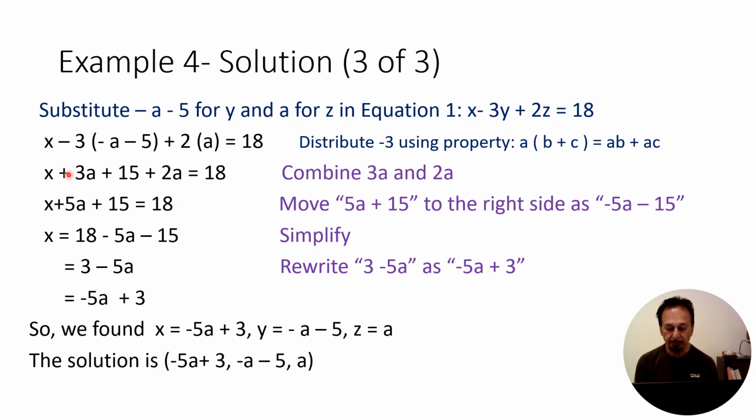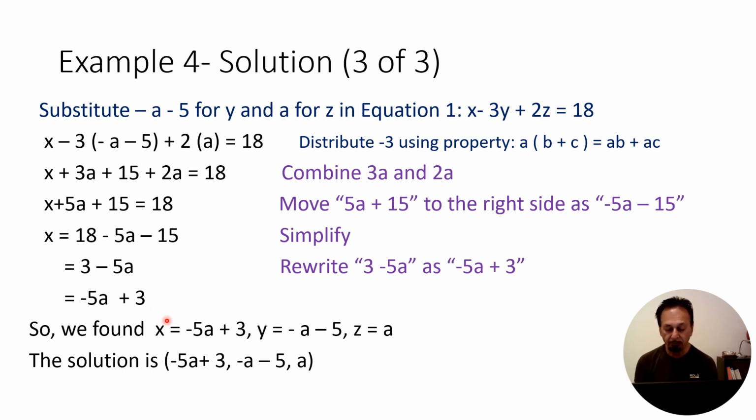So equation 1 becomes x minus 3 times negative a minus 5, plus 2 times a, equals 18. We distribute negative 3, and we have x plus 3a plus 15 plus 2a equals 18. We simplify, so it becomes x plus 5a plus 15 equals 18. Now we move the 5a plus 15 to the right side, and we have x equals 18 minus 5a minus 15. Now 18 minus 15 is 3, so we have 3 minus 5a. Let's rewrite: first we write the negative 5a and then plus 3.